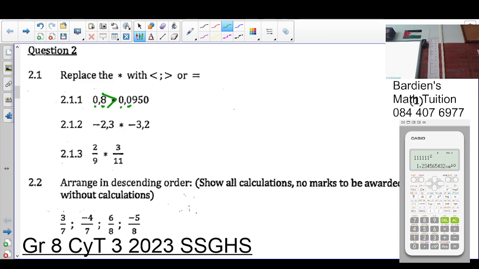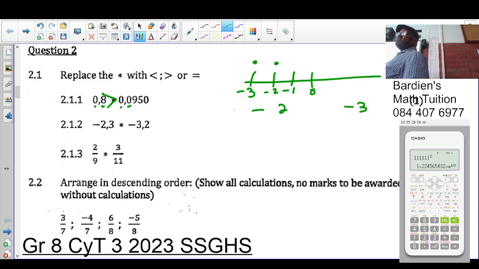Okay. Look at the next one. Again we're comparing the significant figure. However here it is negative. So we're looking at negative 2 and negative 3. If you look at the number line, it is minus 1, minus 2, minus 3. Which one is larger? Negative 2 and negative 3. Negative 2 is larger. So if we can do the comparison of the significant figures there already, we can say that that is larger. The next one, we must first find the LCM here. So it's going to be 99.